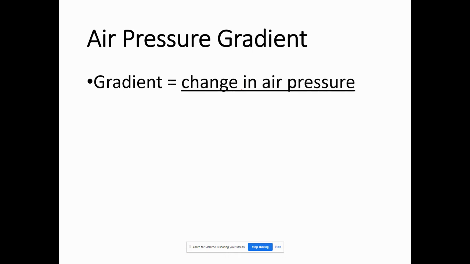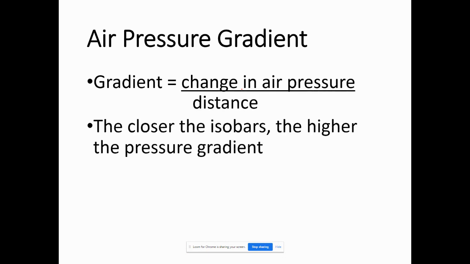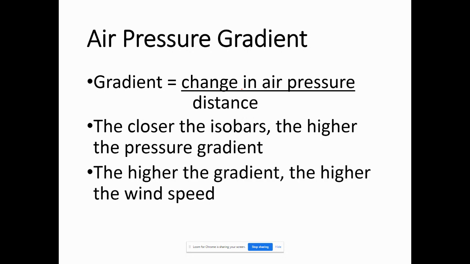So pressure gradient is the change in air pressure over distance. So the closer the isobars are, the higher the pressure gradient is. This is exactly the same as calculating gradient for a topographic map. So the higher the gradient, the higher the wind speed, just like when we looked at topographic maps and we saw a high gradient meant a steep slope.